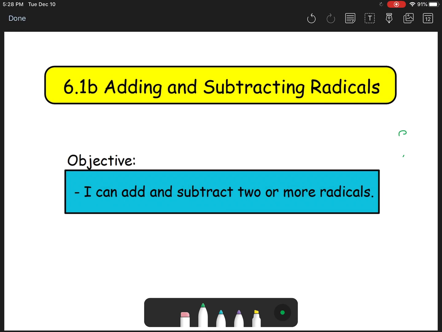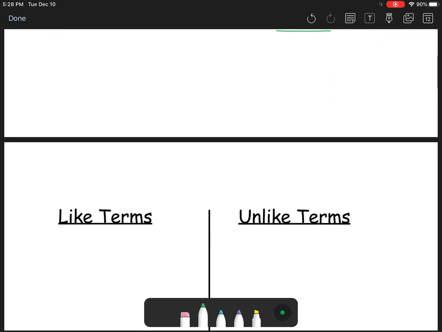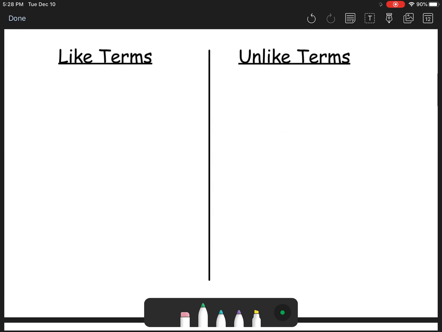6.1b is on adding and subtracting radicals. So we want to be able to add or subtract two or more radicals. So the key to this is remembering what like terms are. And so we'll talk about what like terms mean for our radicals or our roots.